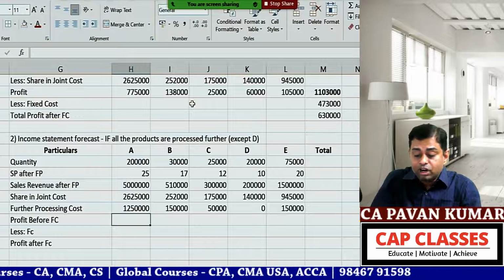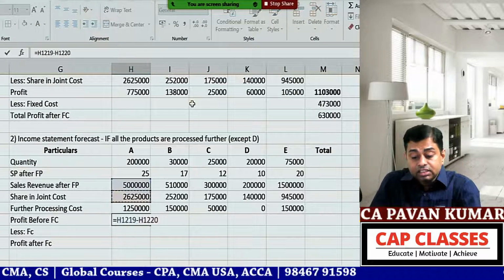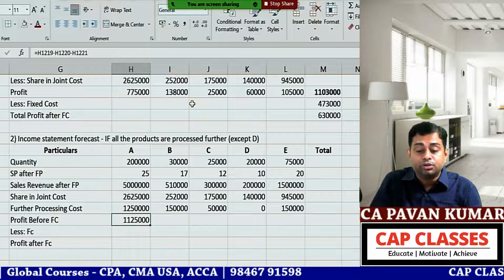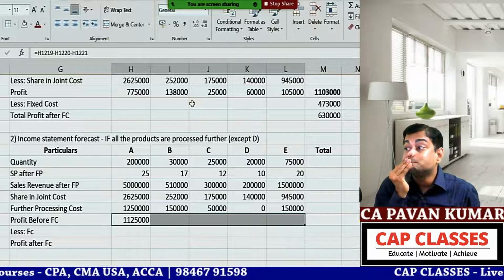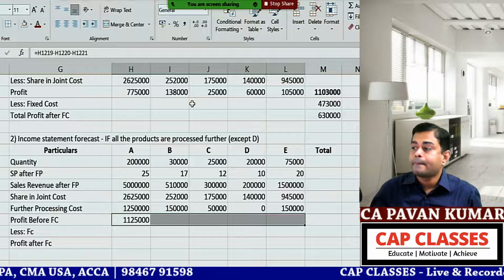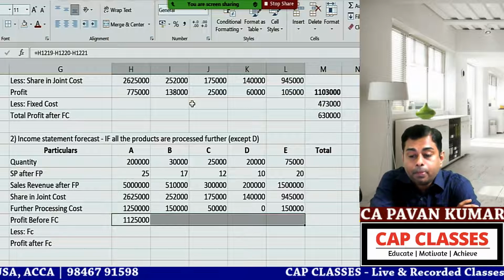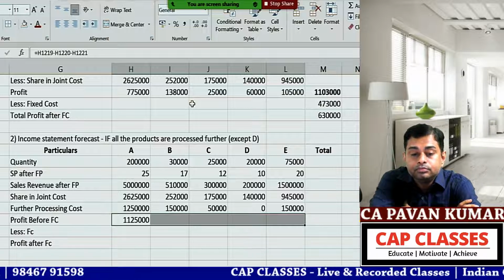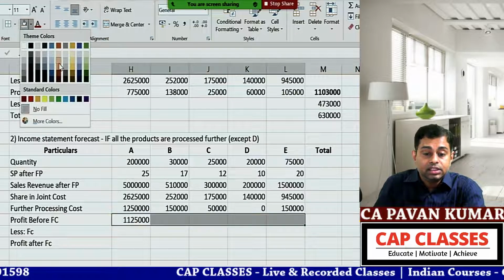So tell me, what is profit? Can I say I'll take sale revenue minus joint cost share minus further processing cost? So it will be 11,25,000. So like this, can you calculate all the numbers and tell me? I want answers from you. I want you to calculate this and tell me.